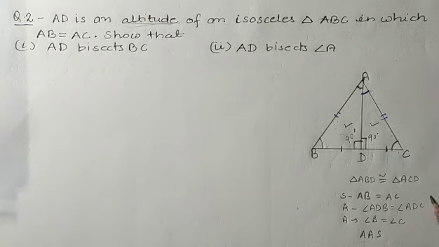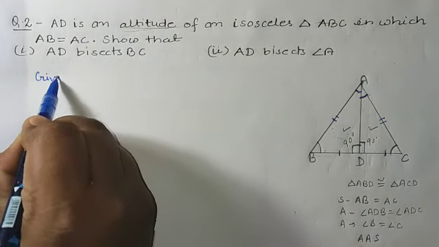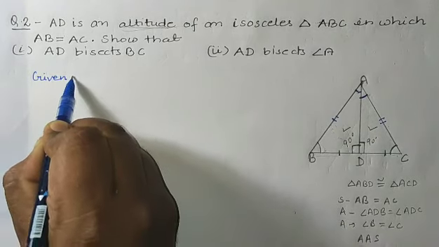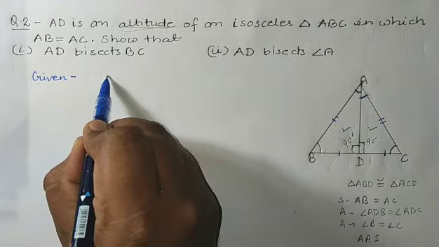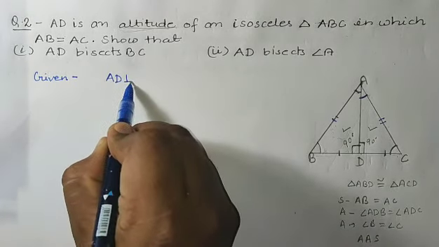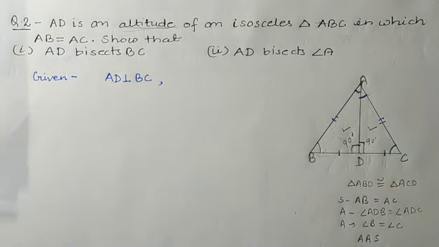Okay students, so roughly we have thought. Now let us see how we'll do it. Firstly we'll write what is given in the question. Firstly, it is given that AD is an altitude. So altitude means AD is perpendicular to BC. Okay, it is given that.